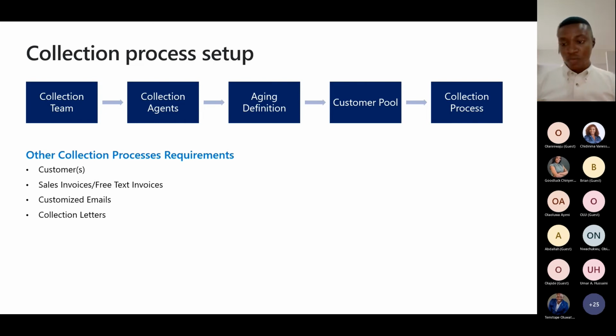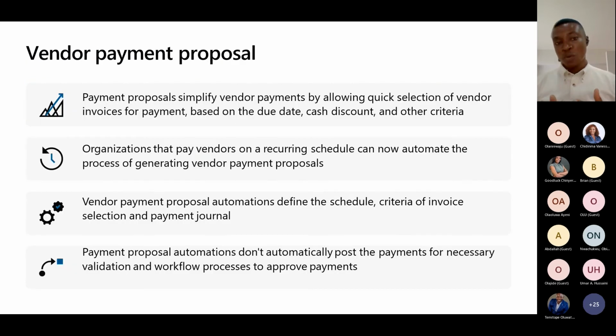Now let's look at the next one, which is your vendor payment proposal. Now this works for organizations that have a recurring schedule for making payments to their vendors. Let's say you have vendors and you want to make payments to them every Wednesday or Wednesday to Friday. Or you have domestic vendors whose method of payment is electronic payment. Or you have domestic vendors whose method of payment is check payment. And you want to be able to automate it.